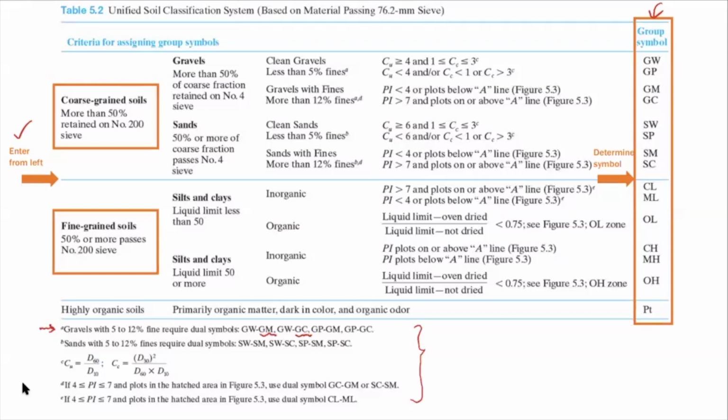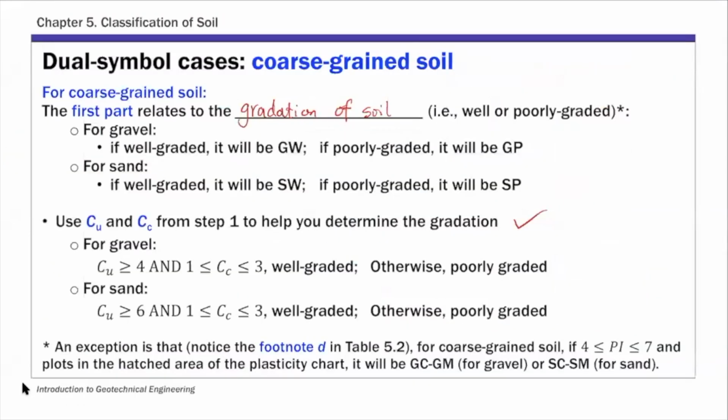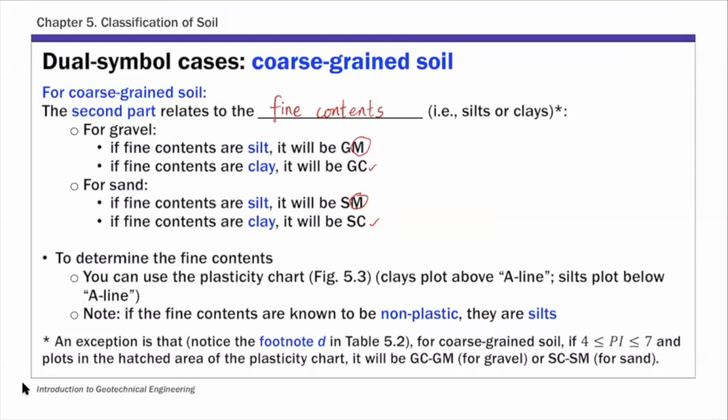To decide which fine contents are in the soil, you need the plasticity chart. This is something we covered in the last lecture. If the soil plots above the A-line, the fine contents are clays. If the soil plots below, the fine contents are silts. That's the plasticity chart. One additional note I added here: if you know the fine contents are non-plastic, then they are going to be silts. Silts are fine particles without any plasticity.